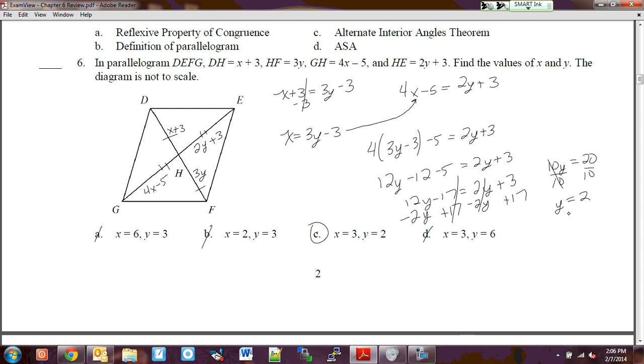To double check your answer, you can take that y and plug it back into the equation x plus 3 equals 3y. Remember, that was our original equation up here. So we have x plus 3 equals 3 times 2. So x plus 3 equals 6. Subtract 3 from both sides to get x equals 3. So that just confirms that our answer is letter C, x is 3, and y is 2. All right, moving right along.